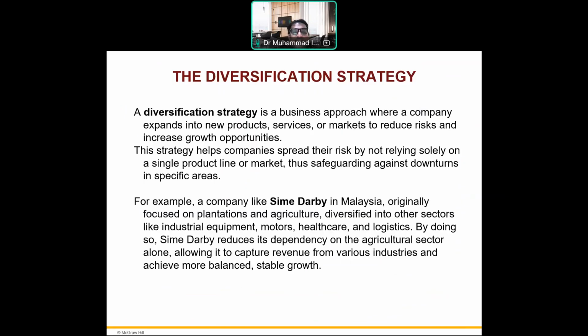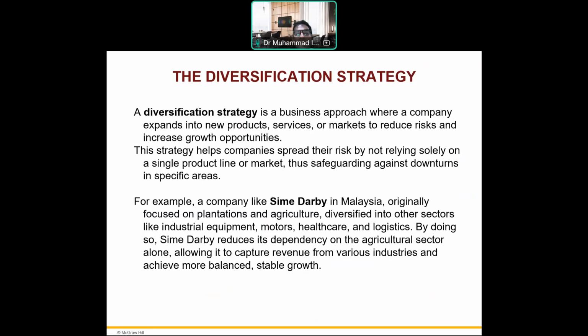Okay, the other one is the diversification strategy. Diversification strategy is a business approach where a company expands into new products, new services, new markets to reduce risk and increase growth opportunities. Why are companies doing a diversification strategy? Because this strategy helps companies spread their risk by not relying only on a single product line or market, thus safeguarding against downturns in a specific area. So this is a good strategy to stabilize.